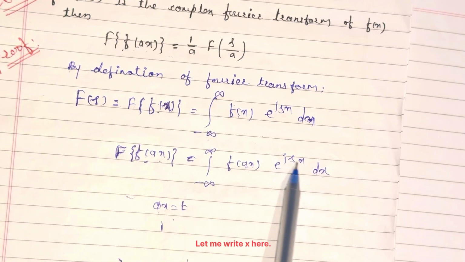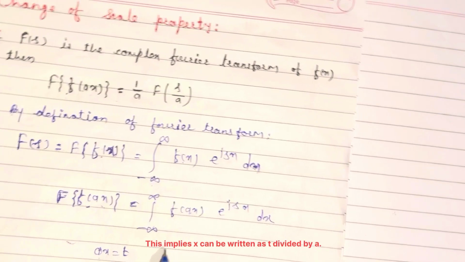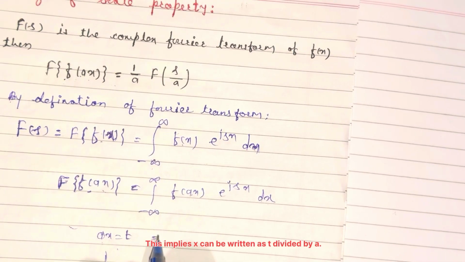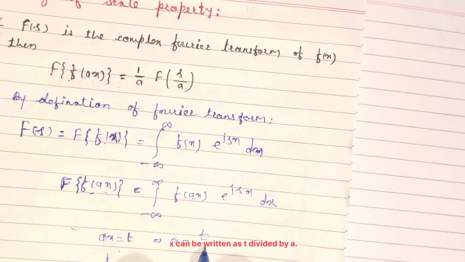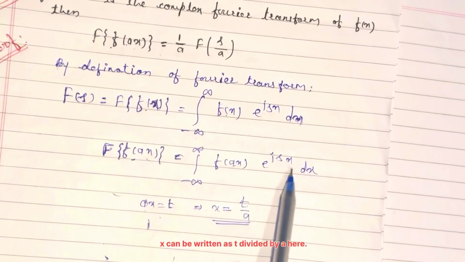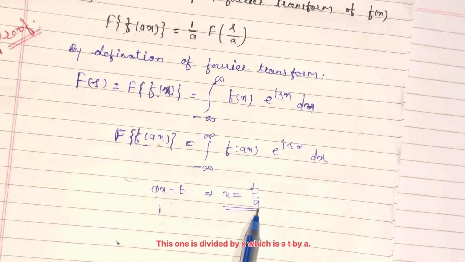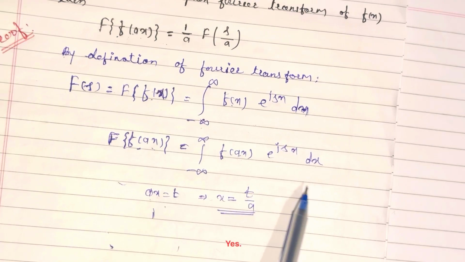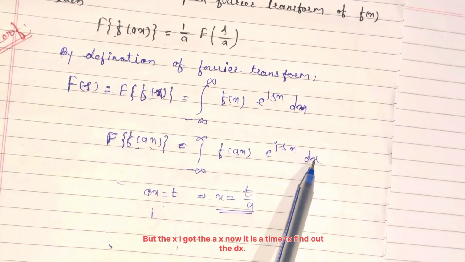Now see that you have to replace x also. So x can be written using this one. Let me write x here. This implies x can be written as t divided by a. This is the value for x, which is t by a. So I got the x, I got the ax. Now it is time to find out the dx.